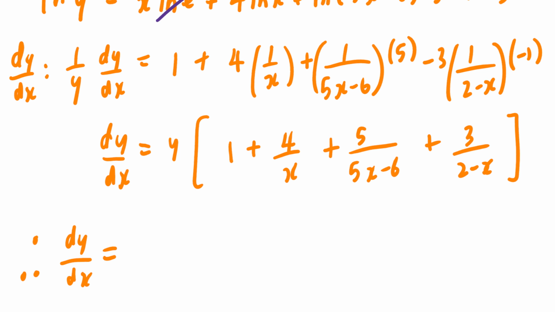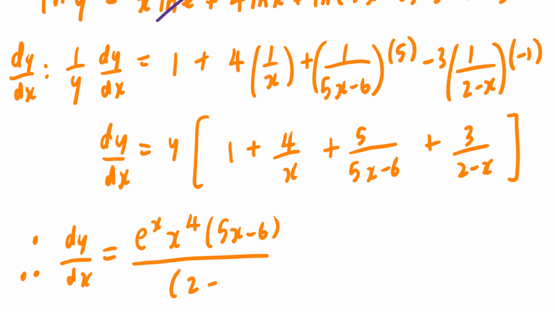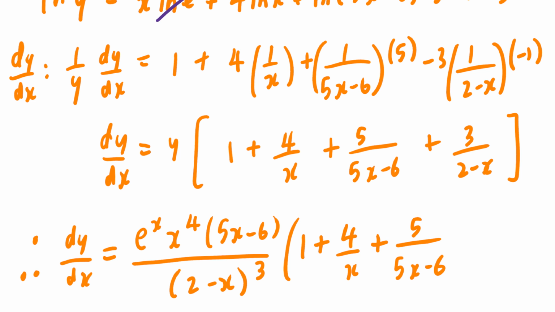So if you go back to the beginning, y was given as e to the power of x times x to the power of 4 times (5x minus 6) divided by (2 minus x) to the power of 3, times the bracket: 1 plus 4 divided by x plus 5 divided by (5x minus 6) plus 3 divided by (2 minus x). I hope this makes sense.